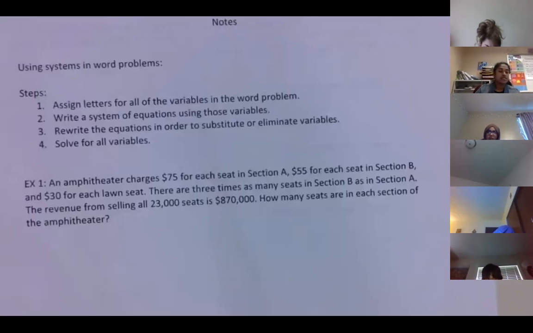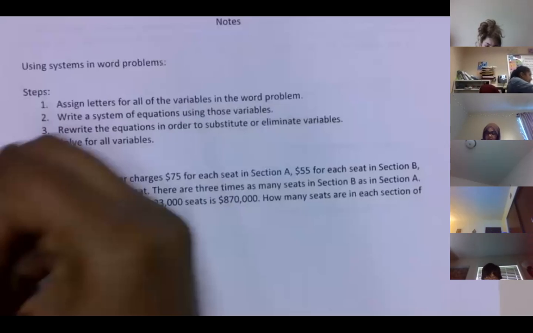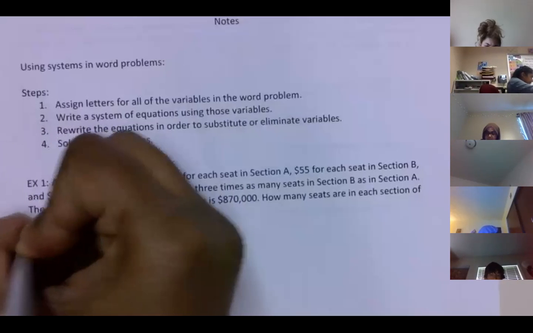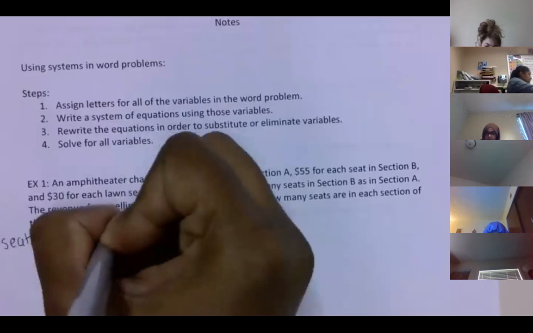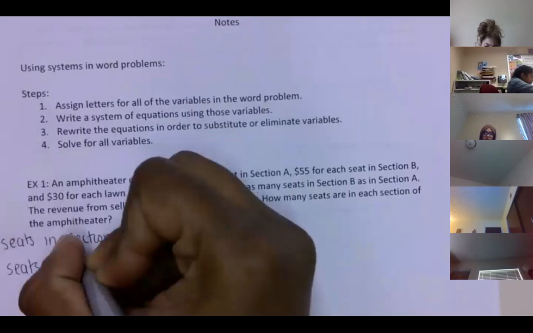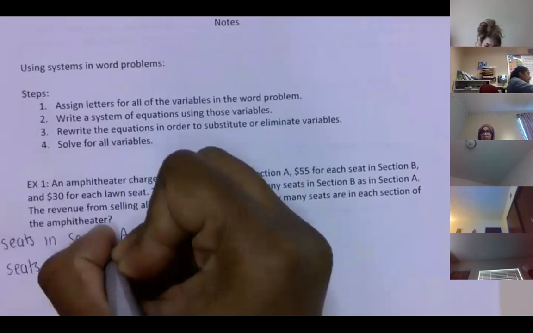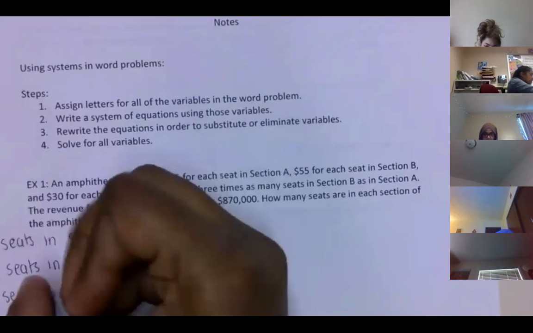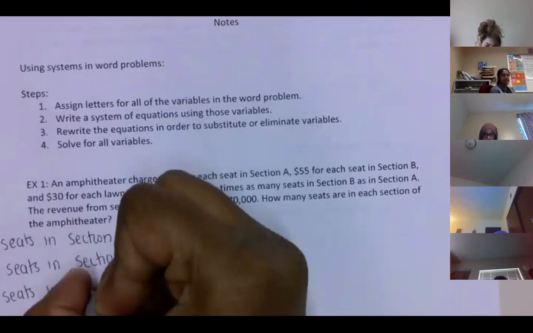Great, good job. All right, so your first step is to define all your variables. So when you look at your problem, you're gonna see, okay, what are they asking me to find? What don't I know? And you don't know the amount of seats in each section. So I'm gonna use A to represent the seats in section A. I'm gonna use B to represent the seats in section B. And I'm going to use C to represent the seats in the lawn. So we got A, B, and C.